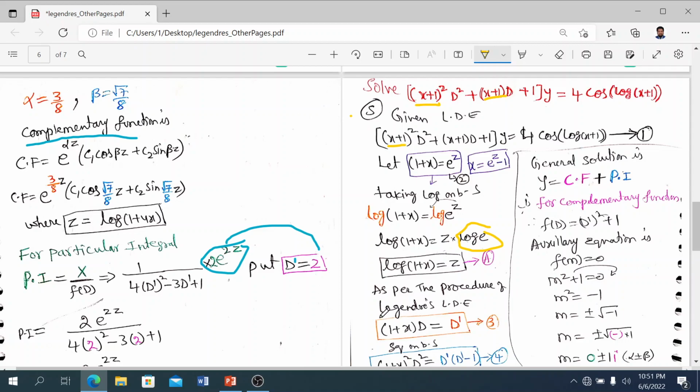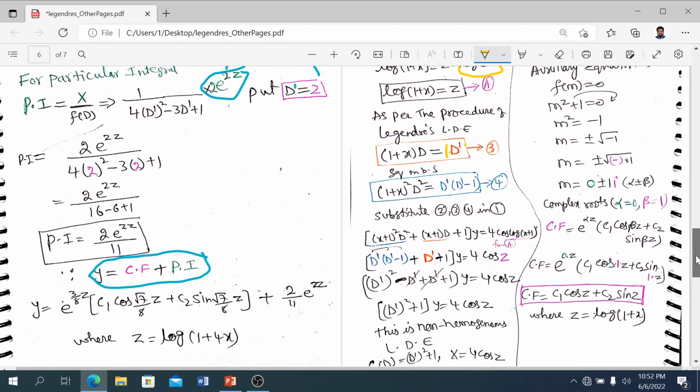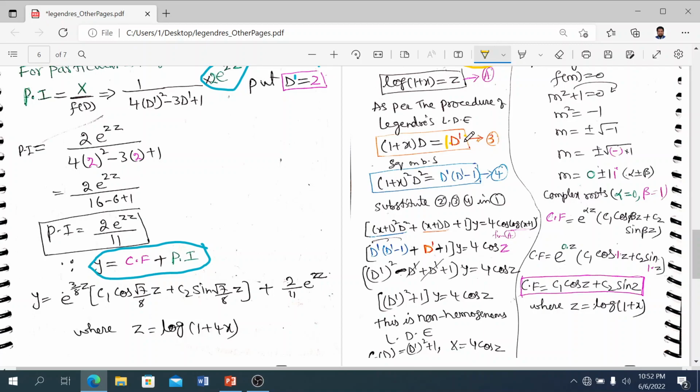So as per the procedure of Legendre linear differential equation, (1 plus x) D is equal to D dash. Since the coefficient of x is 1, here it is 1 into D prime. Now squaring on both sides, (1 plus x) whole square D square is equal to D prime into (D prime minus 1), the fourth equation. Substitute second, third, fourth in the first equation. This is our given problem.